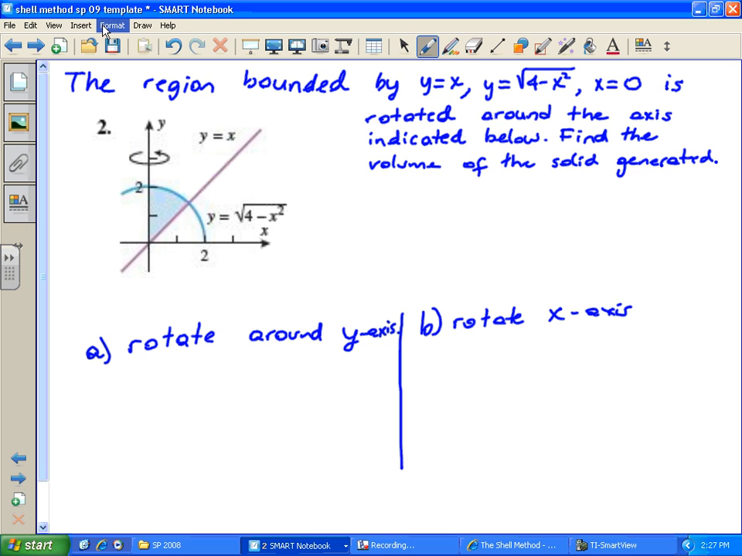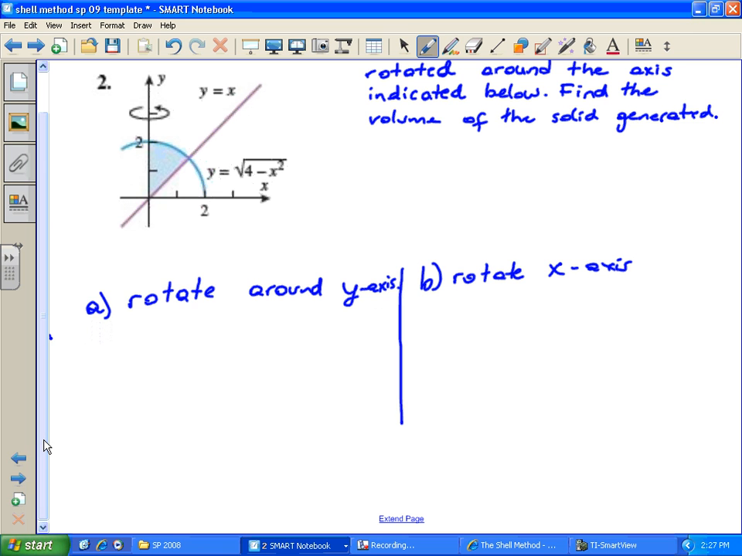Okay, so everybody had some time to think about this. Now let's put the solution. First, the rotation is around the y-axis. So I can take the given region. First of all, I need to select my representative rectangle. And in this question, I really don't have a choice. My rectangle has to be in this direction with a thickness delta x.